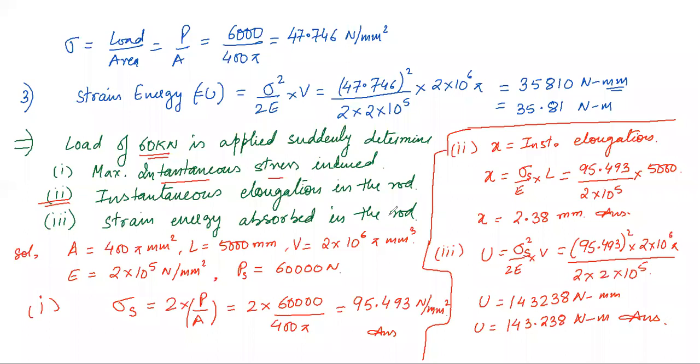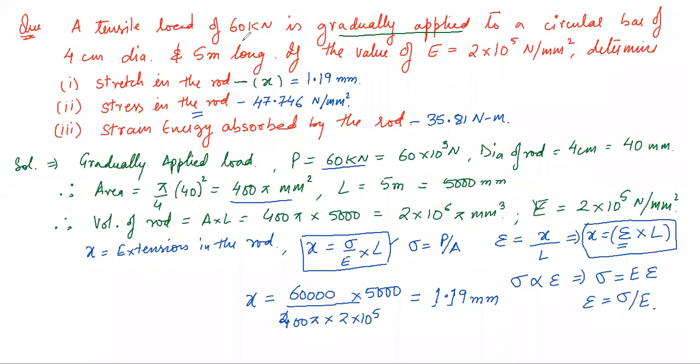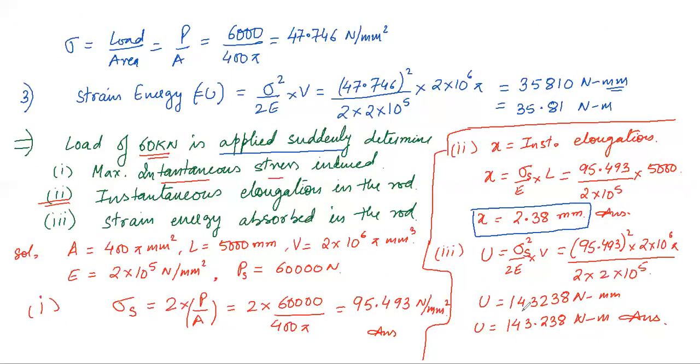So class, you can see that when you apply a load of 60 kilonewtons as a suddenly applied load, the extension is 2.38 mm, right? And when you compare it with the previous case, when the load of 60 kilonewton is gradually applied, the extension is 1.19. It means that yes, the stress is doubled in this case. So based on this, your extension should also be increased.